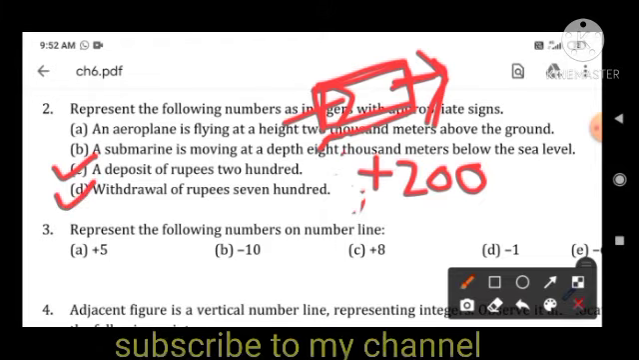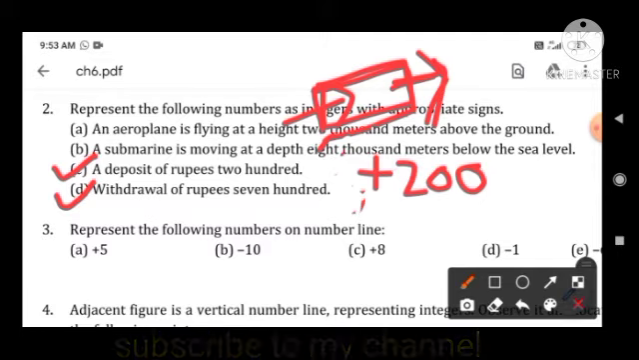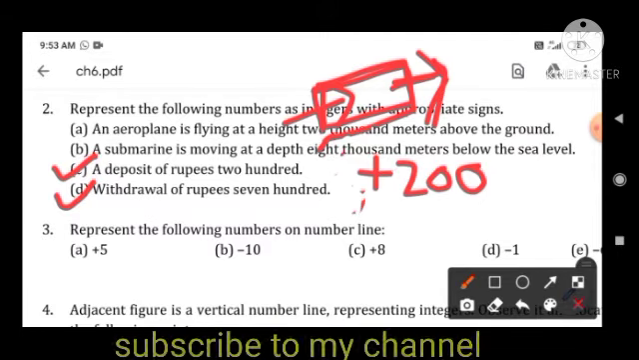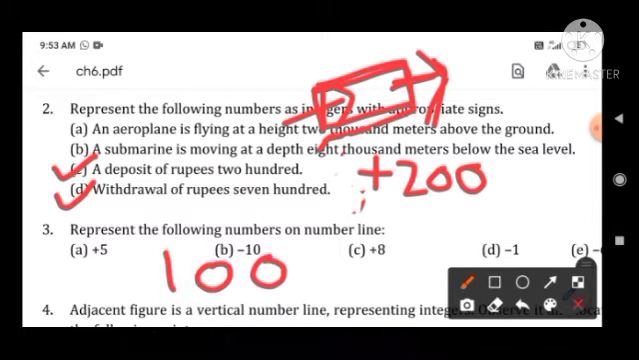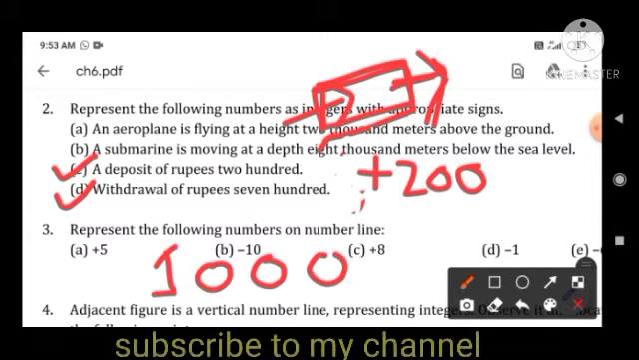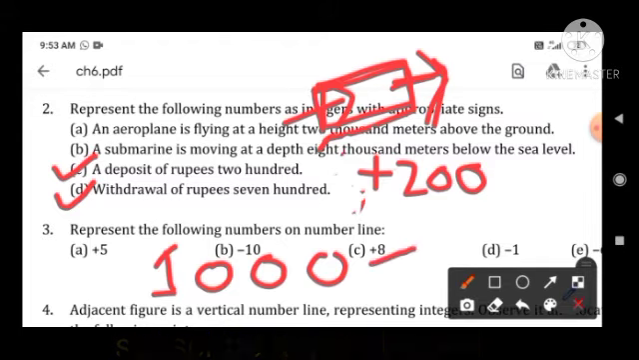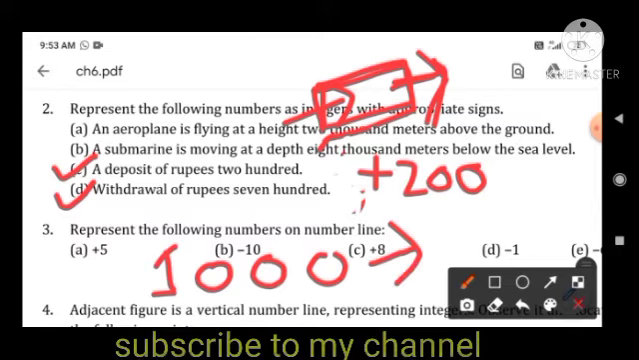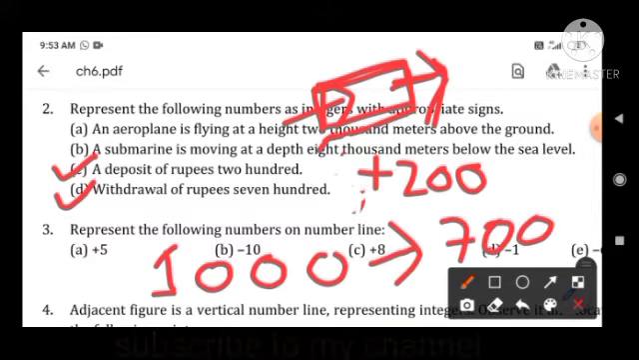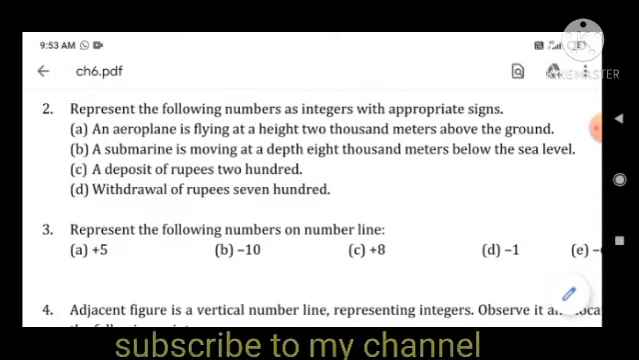Withdrawal of rupees 700. Now withdrawal means what? Taking out, isn't it? Suppose you have 1,000 in your account. If you withdraw 700, will your money increase or decrease? Your money will decrease, isn't it?